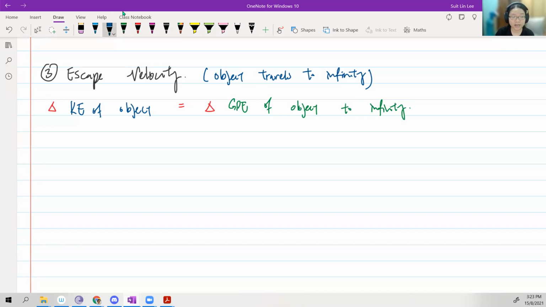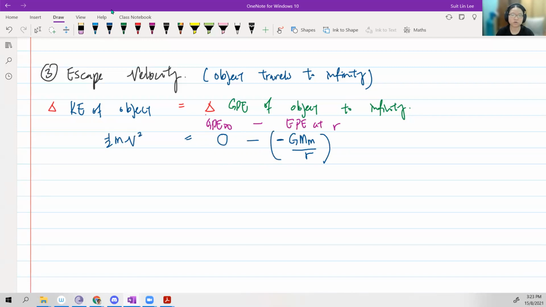Okay, so the kinetic energy, you can put half mv squared for now. And the change in GPE of the object is negative GMm over r, and then I'm bringing it to infinity, which is 0. So I will take 0 minus this, final minus initial. So this one is GPE at infinity minus GPE at r, or the radius r.